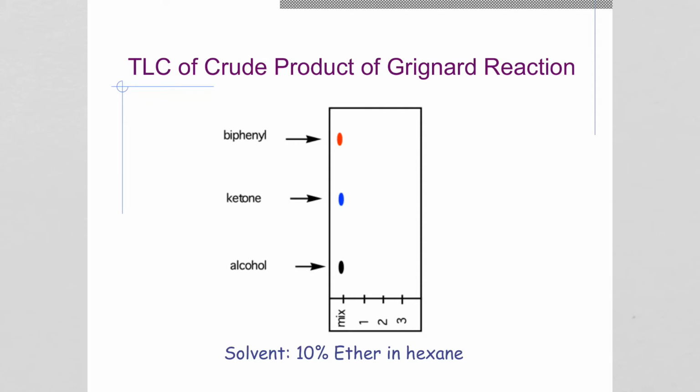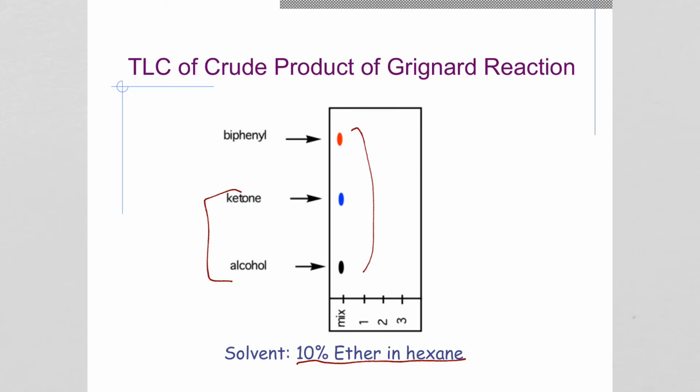Okay, so recall your TLC analysis of the crude product of the Grignard reaction. This is a bit idealized. For one thing, your compounds weren't different colors like I've pictured here, and probably your ketone and your alcohol weren't quite that well separated. They were running a little closer together. And as I said, the solvent you used is 10% ether in hexanes.